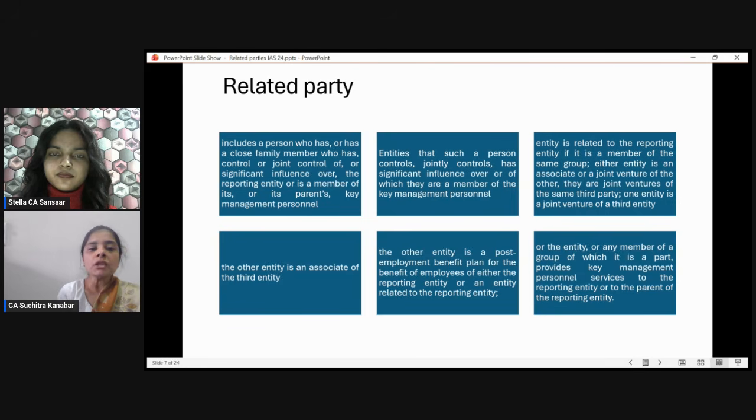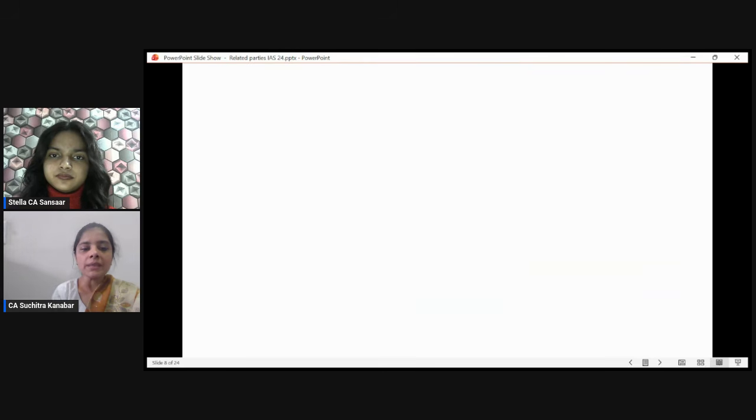Now if you see this whole definition, there are various terms which we need to understand. First thing is, we need to know who is the close family member, what is control, what is joint control, what is significant influence, what is key management personnel. We also need to understand what is a joint venture, associate. So all these definitions are covered one by one in the coming slides.